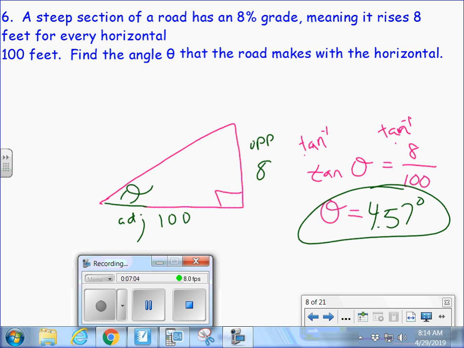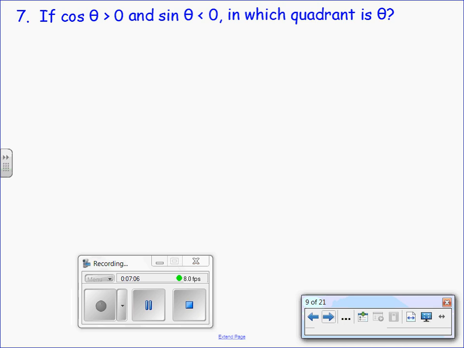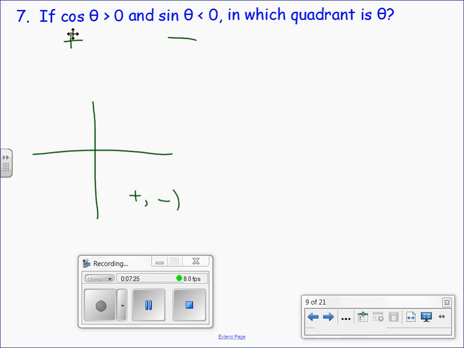All right, we'll just do the next one together because it's very quick. If cosine is positive and sine is negative, that's how this is saying it. If cosine is greater than 0, then it's positive. If sine is less than 0, then it's negative. What quadrant would we be in? 4. Very good. So down in quadrant 4, the x values would be positive, the y values would be negative. This is a quadrant 4 one.